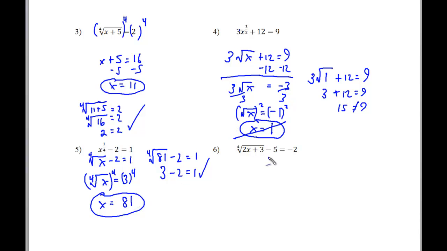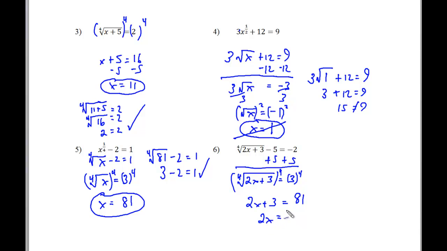Okay, for this problem, I'm going to add 5 to both sides. So now I have the fourth root of 2x plus 3 is equal to positive 3. If I take everything to the fourth power, like so, I get 2x plus 3, because the fourth power of the fourth root is just whatever's inside the radical, and 3 to the fourth power is going to be 81. 3, 9, 27, 81. Subtract 3 from both sides. 2x is equal to 3 from 81 is 78. Dividing both sides by 2, x is equal to 39.